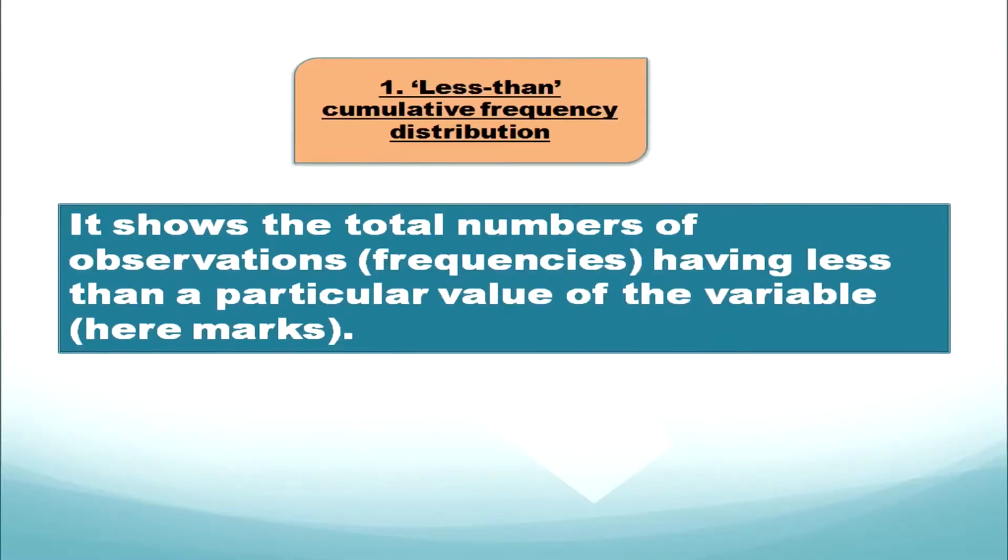Now, we know if somebody tells you to construct cumulative frequency distribution, you have to ask whether I should construct less than cumulative frequency distribution or more than cumulative frequency distribution. Now, we are going to discuss each method to construct cumulative frequency in detail with the help of an example. Very first, less than cumulative frequency distribution. What does it show? It shows the total number of observations, that means frequencies, having less than a particular value of the variable. That means, if we talk about the previous example, that is marks.